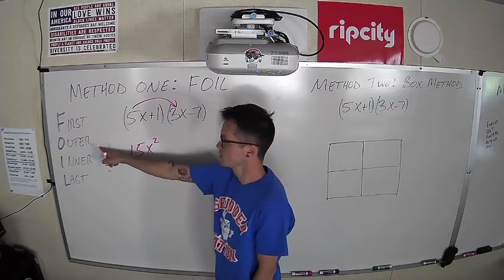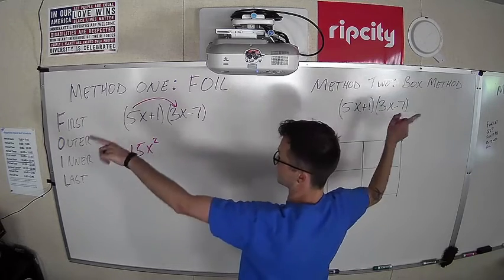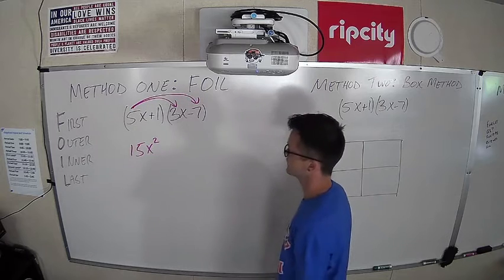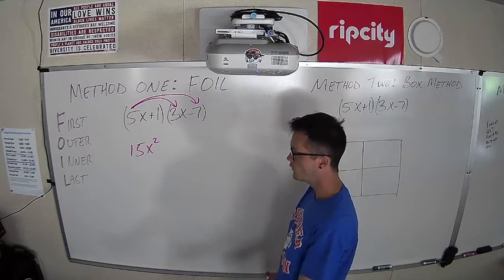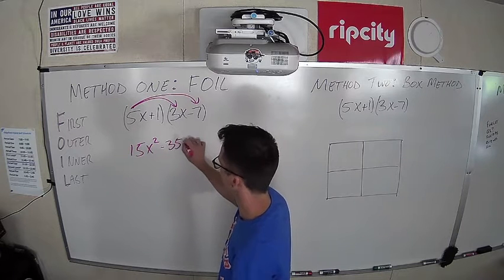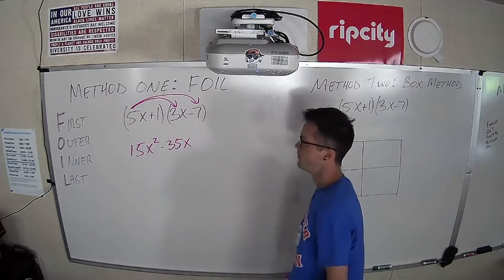Now the outer terms, those are the ones on the outsides. So that's going to be 5x times our negative 7. Well, 5 times negative 7 is negative 35. And we cannot forget the x, that's still there.